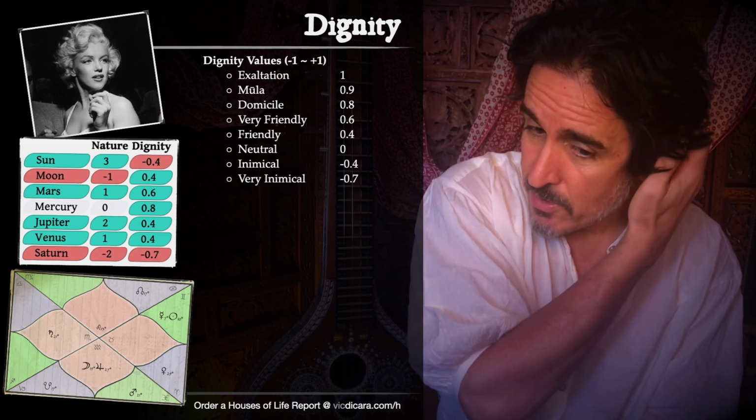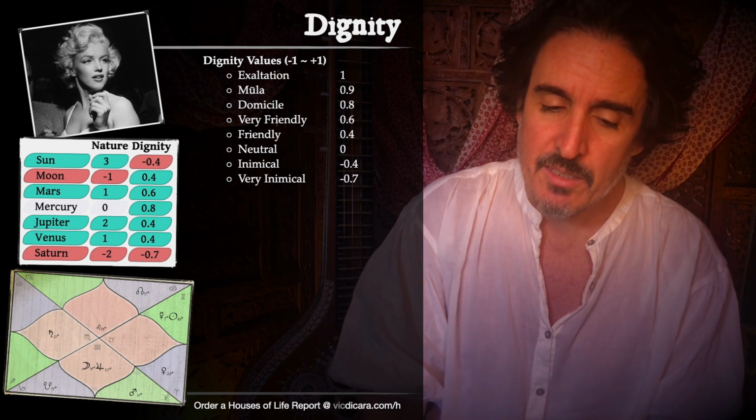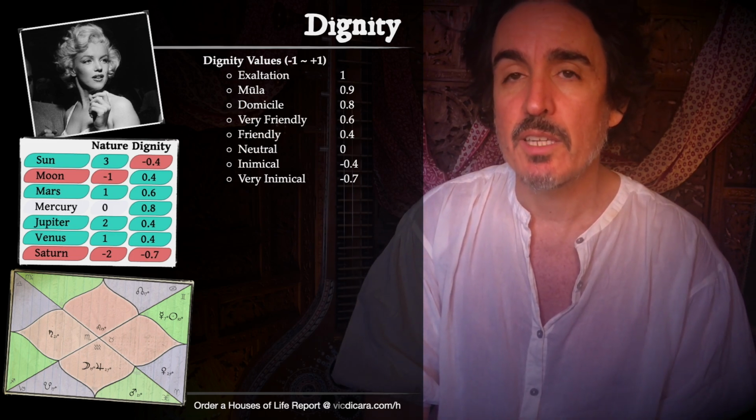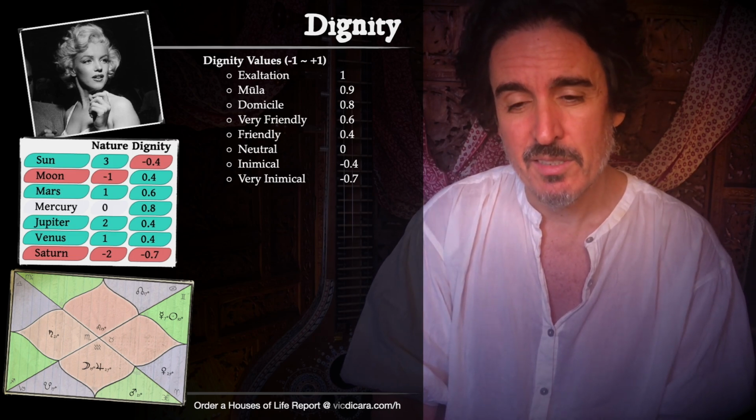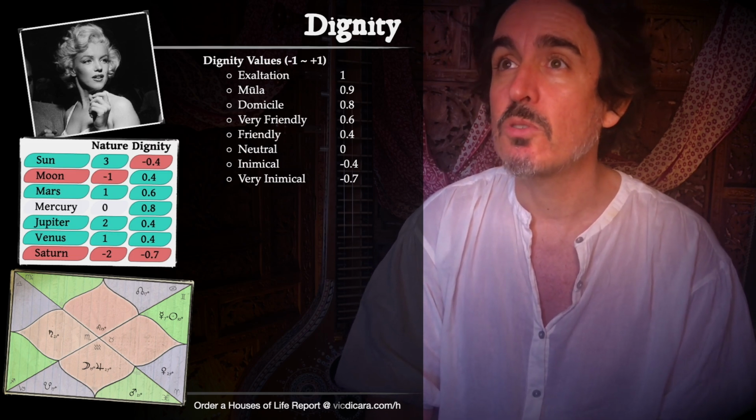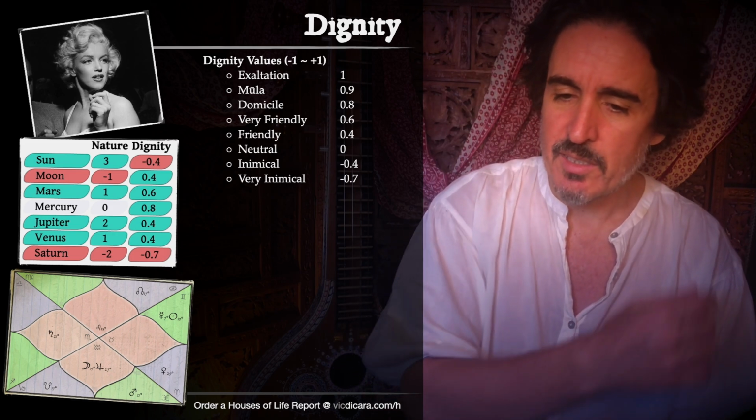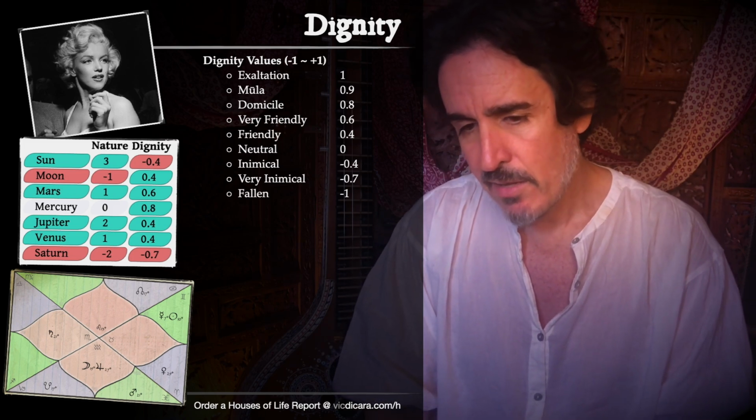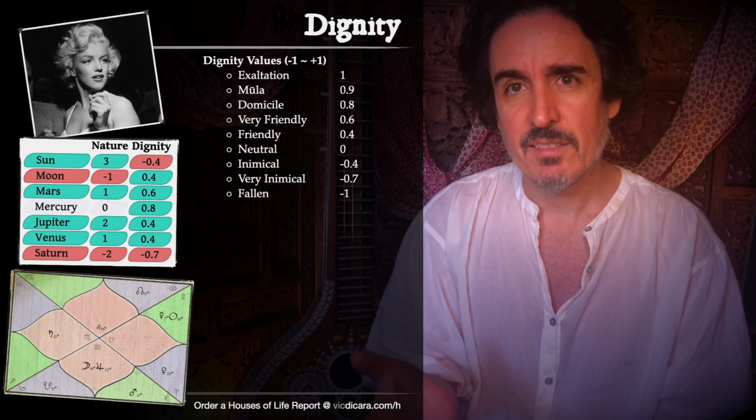Then you could be very inimical, which is the case for her Saturn. Saturn is the worst dignity in her chart. Saturn is in Scorpio. Saturn's relationship with Mars is naturally enmity, and then Mars is far away. So it makes it worse. So it becomes very enmity, very inimical. Saturn feels very inimical towards its host. That affects its behavior. And then the lowest dignity would be -1. It's fallen or debilitated. And she doesn't have any of those either. So this is just the scale that we'll rate the dignity on.